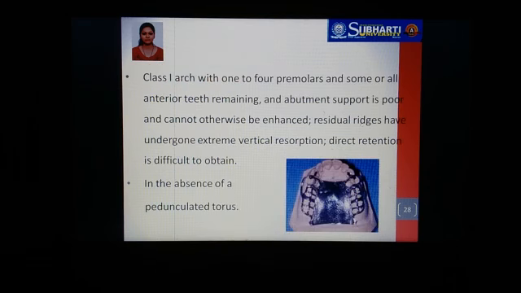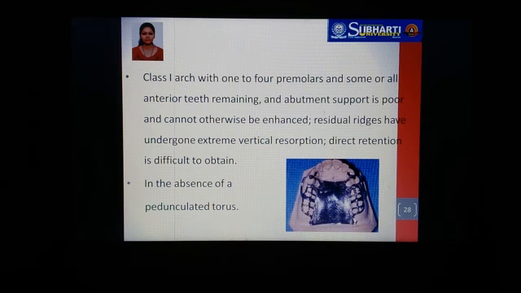So Class I arch. Class I arch is the condition in which posteriorly edentulous spaces are present bilaterally without any posterior abutment teeth. So, a Class I arch with one or more premolars, as you can see in the figure. You can see the first premolars are present and the rest of the posteriors are missing. In this case, where a large number of teeth are missing, we can opt for this type of palatal major connector.